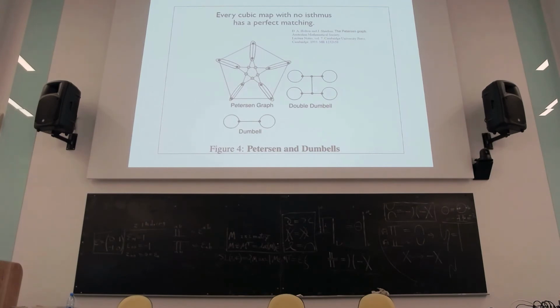And then an easier theorem, but still a hard theorem, is that every cubic map with no isthmus has a perfect matching. So that's known, and you can start there if you want to think about these things. So there's the Petersen graph, which is not colorable, but it does have a perfect matching.